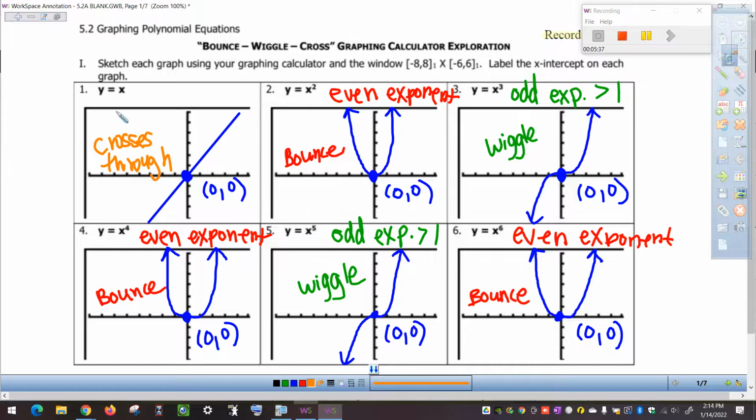Now, technically, what is the exponent that we see here? Go ahead, Jacob. 1. Should be 1. I'm going to make a note here, exponent equals 1.